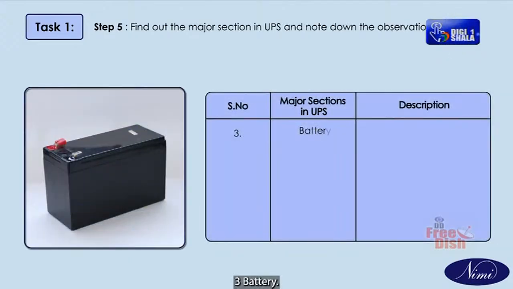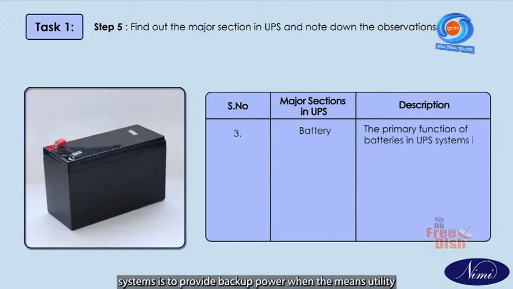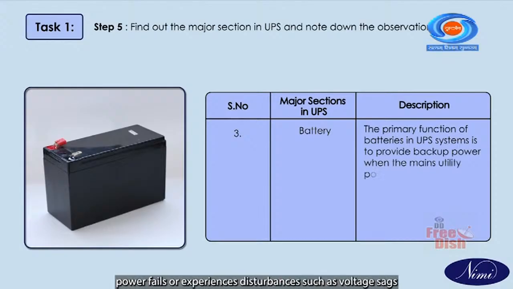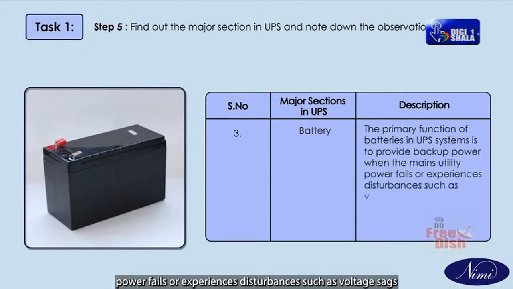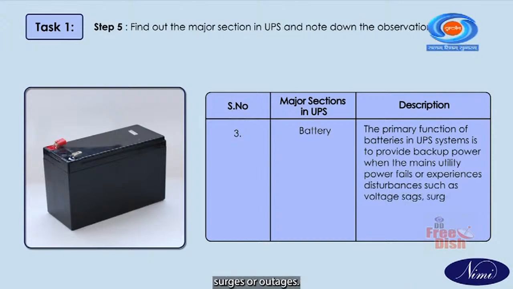Number 3. Battery. The primary function of batteries in UPS systems is to provide backup power when the mains utility power fails or experiences disturbances such as voltage sags, surges or outages.